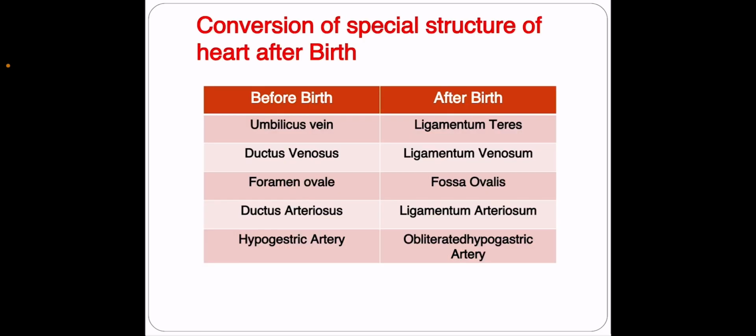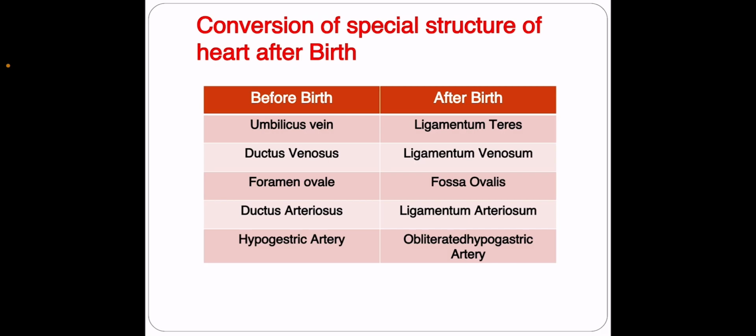Now the conversion of the fetal structures. As we all know, when the baby is born, the umbilical cord is cut and clamped. So the umbilical vein and hypogastric artery will collapse. Also, in fetal life there is more volume of blood on the right side, so pressure is also more on the right side of the heart. That is why blood will move from the right atrium to the left atrium.